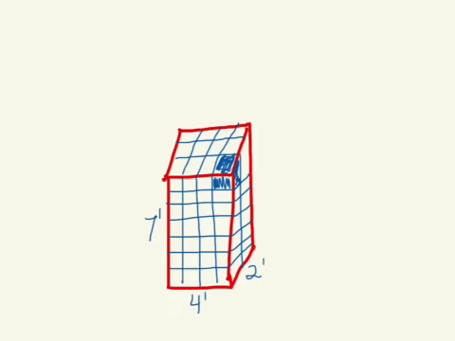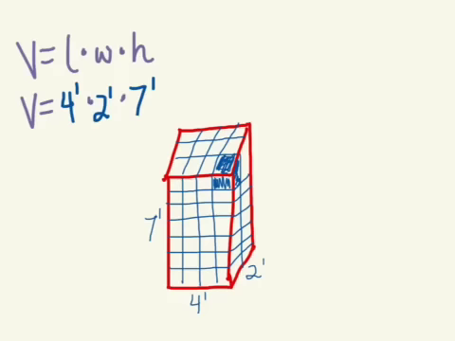So the shortcut would be volume equals length times width times height. I could do 4 times 2 and then times 7. I could do 2 times 7, which is 14, and then multiply that by 4. Ooh, that's kind of unfriendly. Maybe I'll stick with the order that it's in. 4 times 2 is 8. 8 times 7, 56, because 5, 6, 7, 8.